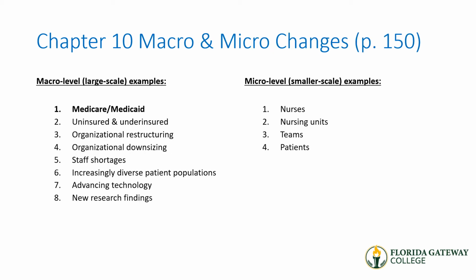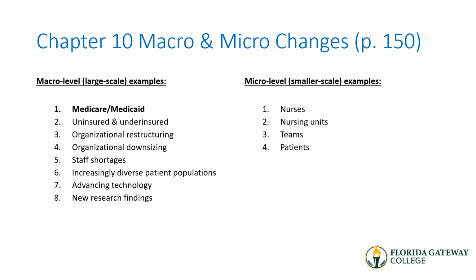Let us first take a look at 2 different types of changes that occur in healthcare, macro and micro changes, as described on page 150 in our textbook. Some examples of macro or large-scale change would be the onset of Medicaid and Medicare, which came about in 1965. This was the first nearly universal health care coverage in the United States, and for the first time, this meant that a lot of individuals had access to hospital coverage.